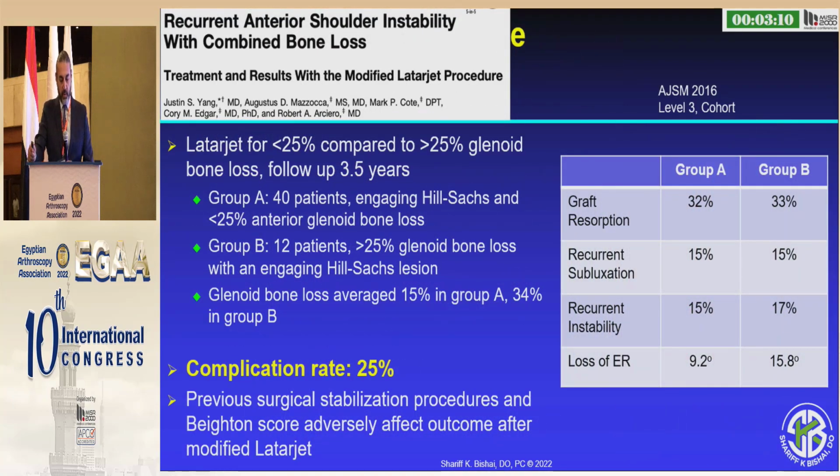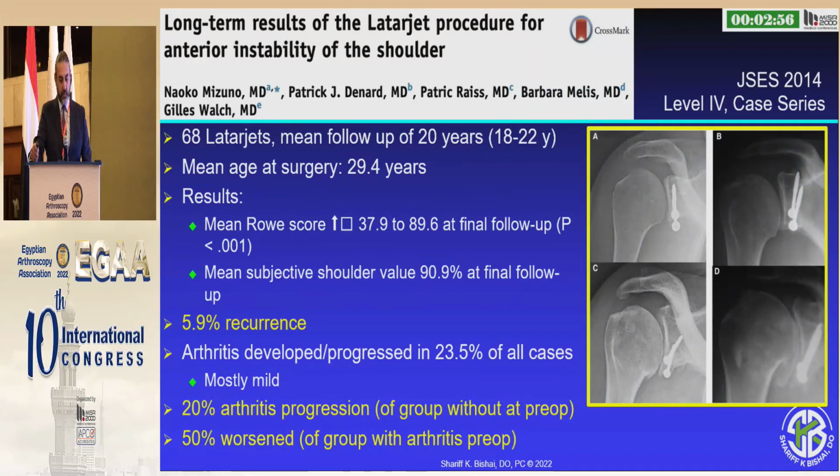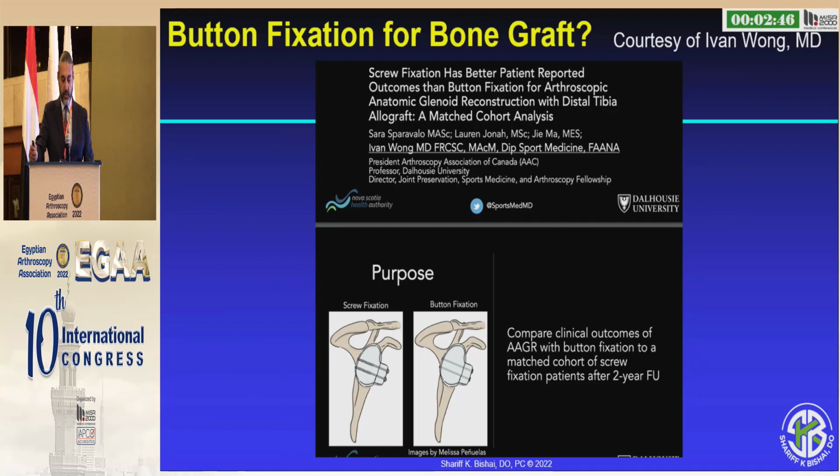I think it's also important when you look at combined loss, you need to make sure that you address both the humerus and the glenoid, because if there's a large glenoid injury and humeral injury, this bipolar injury will need both sides addressed. So it's important that we address those two. Long-term issues, 5.9% recurrence with a Latarjet, but again, 20% arthritic progression. And we talked about that. That's going to happen. We know that that's an issue.